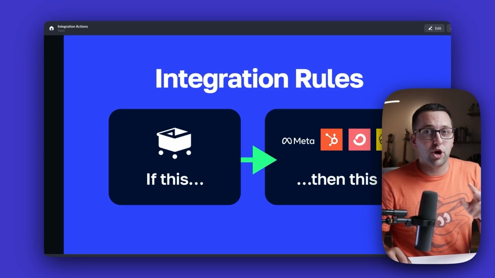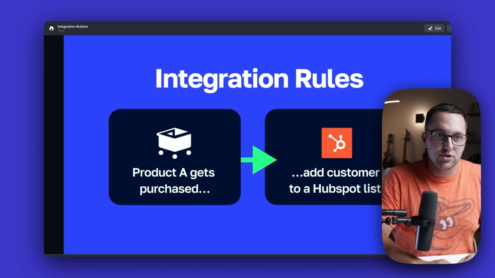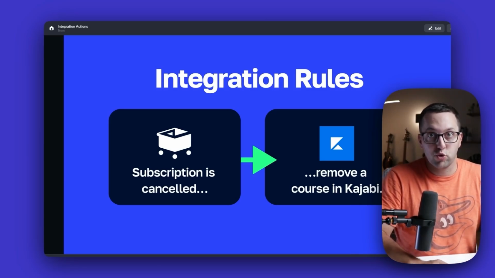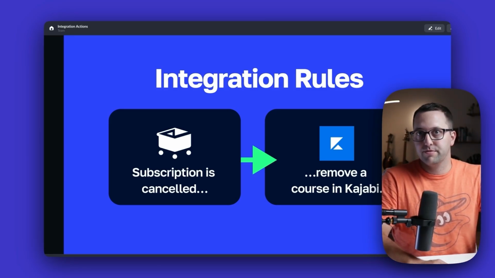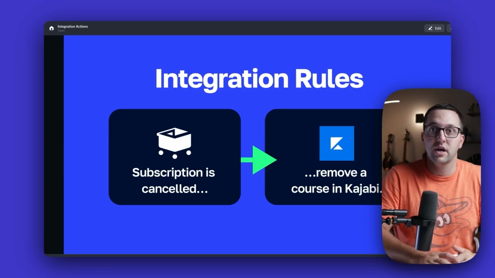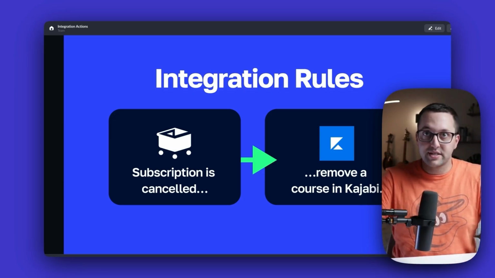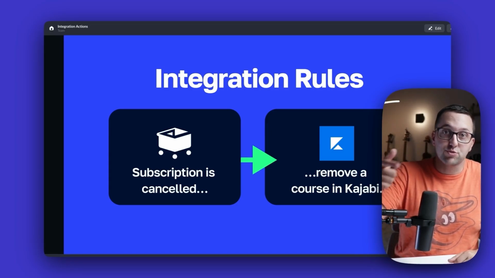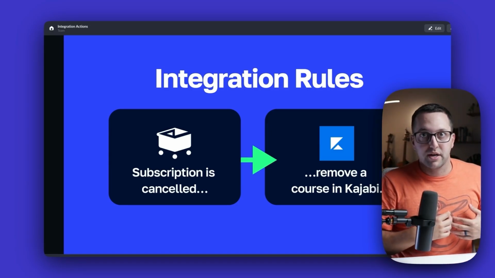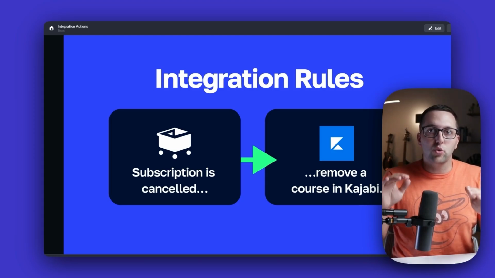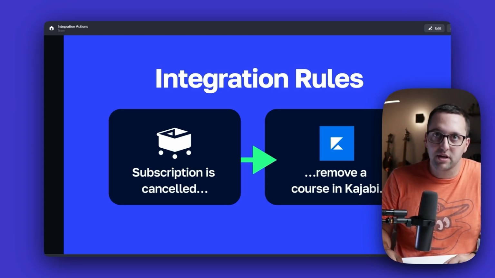Number 2, we're going to automate content delivery. So one of our most popular integrations are course platforms, Kajabi, Thinkific, Wishlist Member, MemberPress, all these things. SamCart is going to automatically set up rules where you're going to grant access to a course in Kajabi. If a subscription is canceled, you can remove access automatically. Your premium content is always perfectly protected by setting up these integration rules.